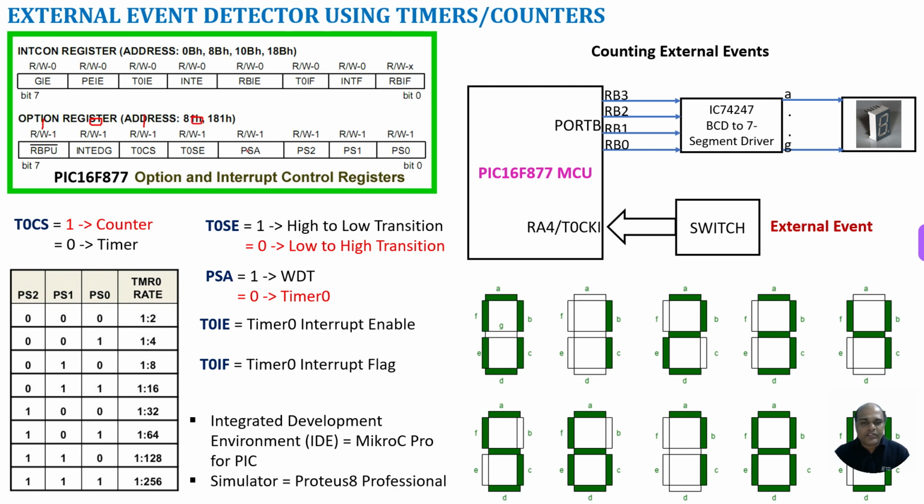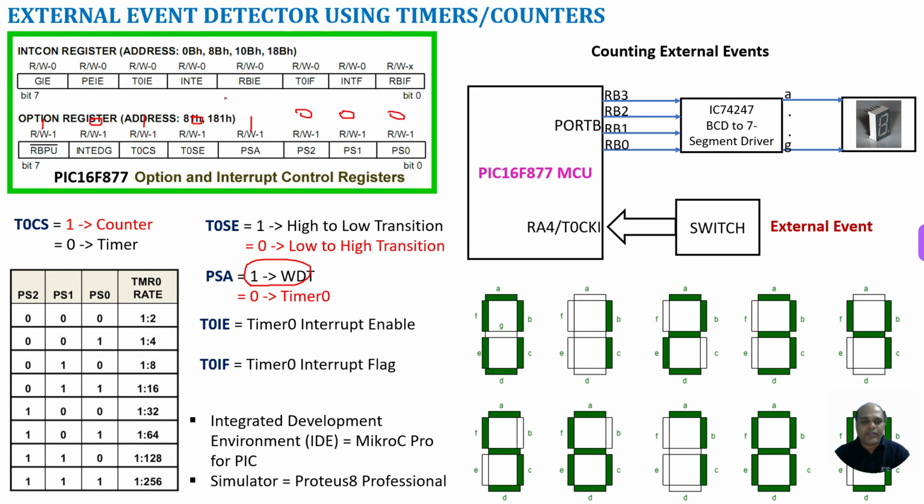Now, if I use a prescaler, then it will be between 1:2 to 1:256. If I don't use a prescaler, in that case I can get 1:1 rate. So if I don't want to use a prescaler, then I can configure it with 1. If I put 1, then the prescaler will be assigned to watchdog timer. It is not assigned to timer 0. So I don't worry about this PS2 to PS0. I can put it as 0, 0, 0.